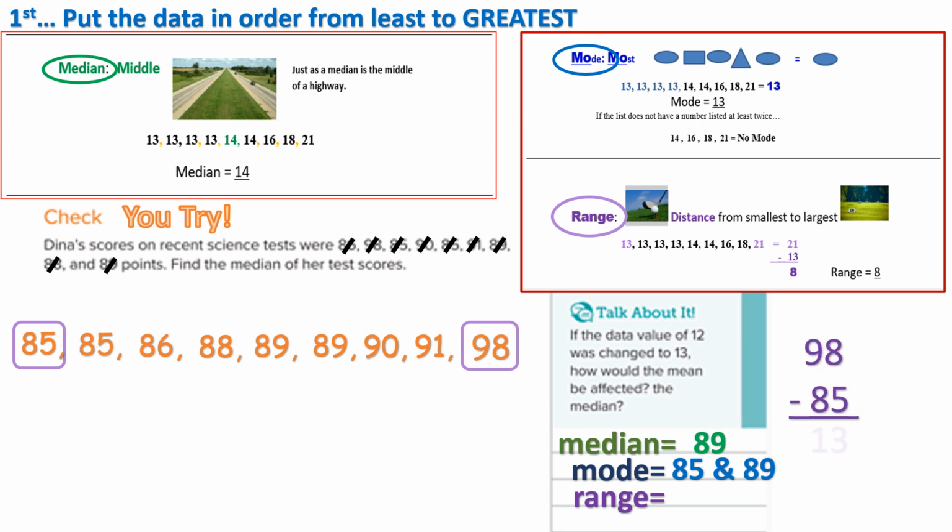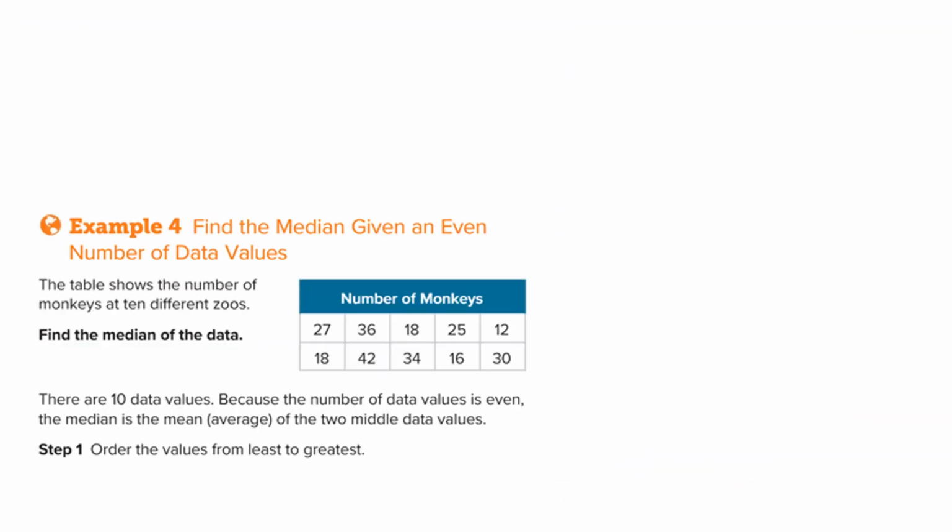So if I take 98 and 85 and I subtract those, I get 13. So my range, hopefully you got, is 13. Did you get the three correct answers? If you didn't, have you made corrections? Do you see why you didn't? And if you don't see, then please raise your hand and let us know so we can help you.